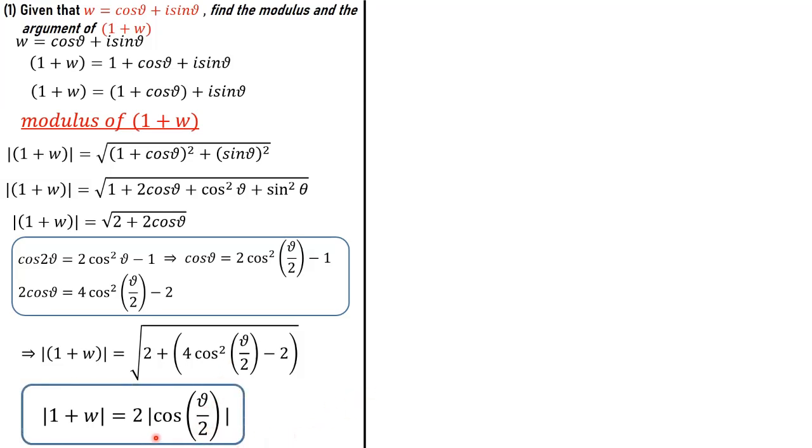From which was actually what we are asked to obtain, that is the modulus of the complex number. We cannot exclude this absolute value here, because if you take the square root of something squared, it corresponds to the absolute value of that expression. So this expression, 2 times the absolute value of cos theta divided by 2, corresponds to the modulus of the complex number 1 plus omega.